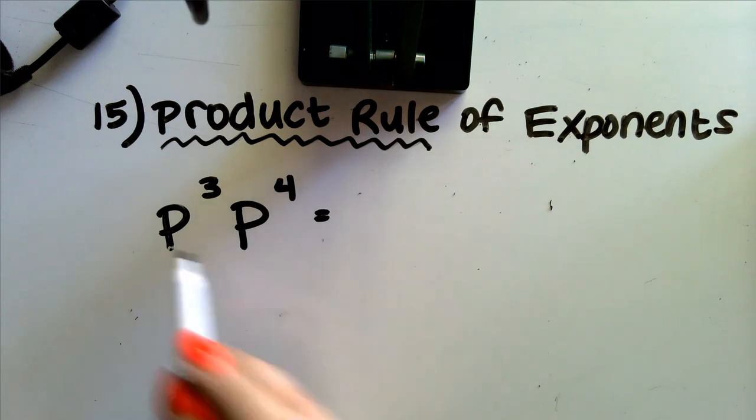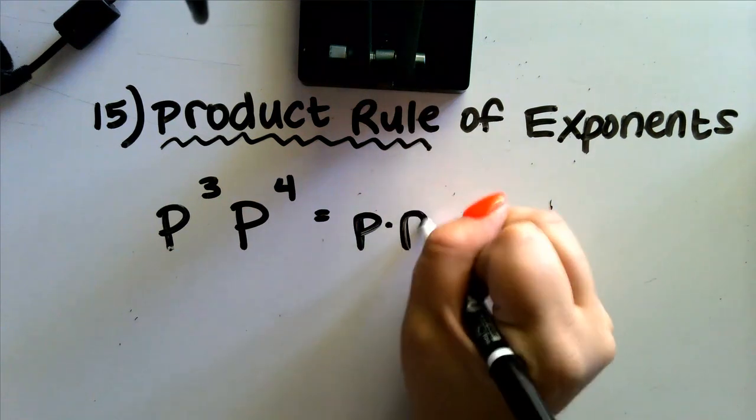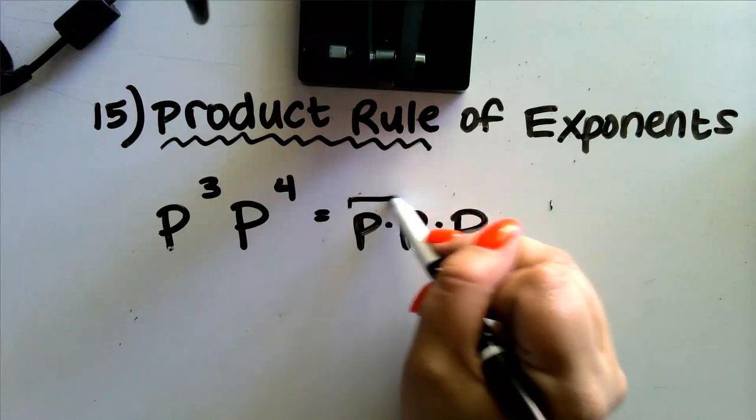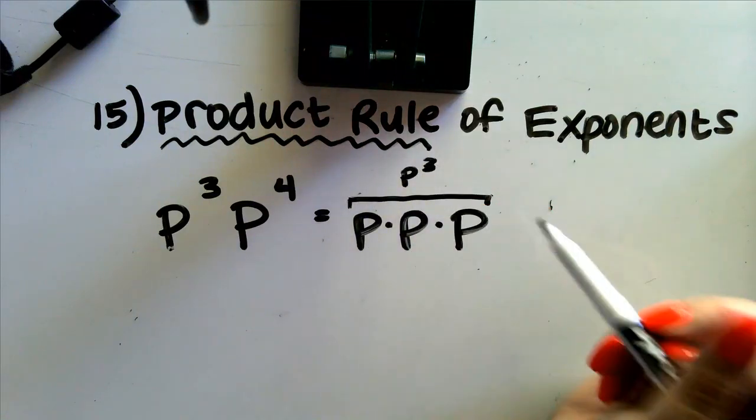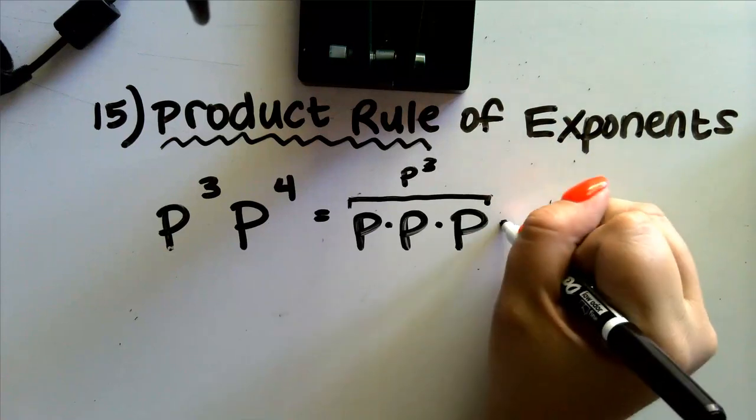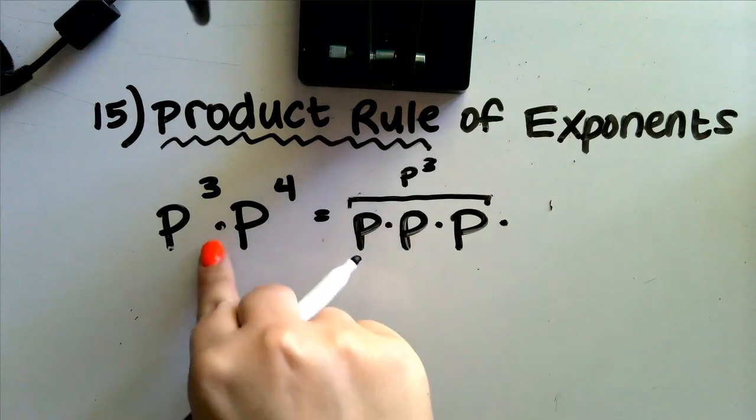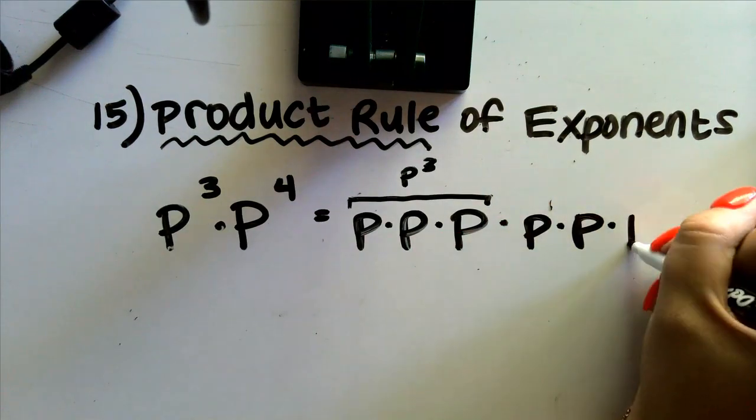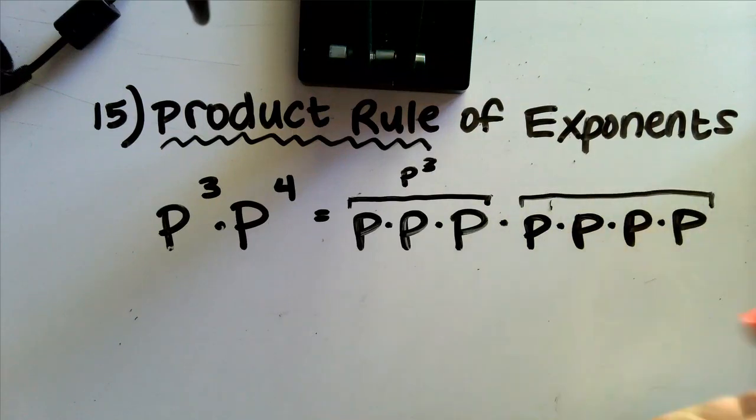So first thing, let's expand p to the third. We know that p to the third is p times p times p. This right here is equal to p to the third. Let's now expand p to the fourth. Remember, I'm including that multiplication between our terms because there is a multiplication. But let's expand the second one: p times p times p times p. This whole guy right here is p to the fourth.